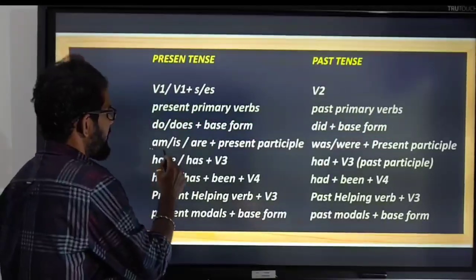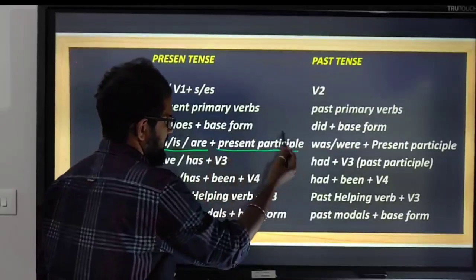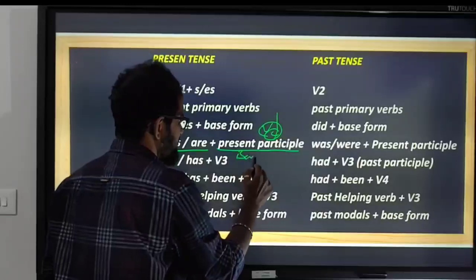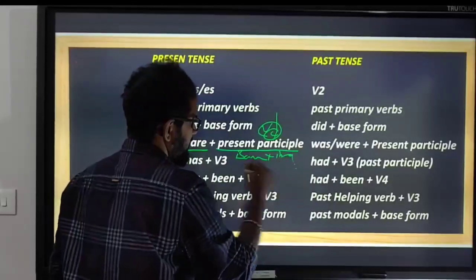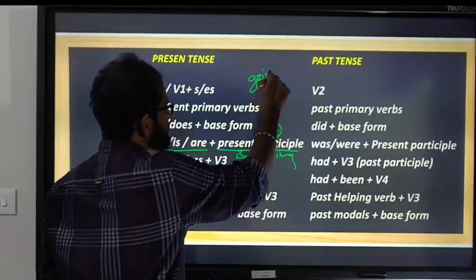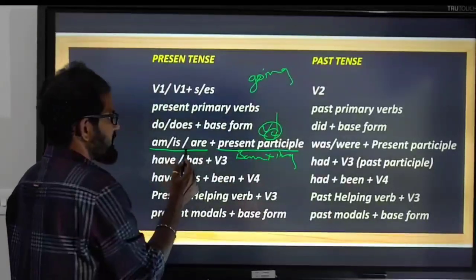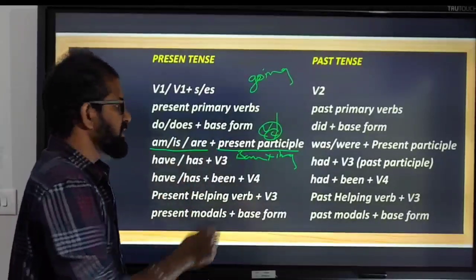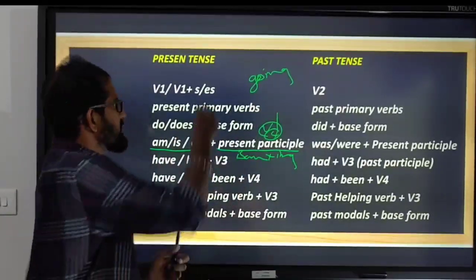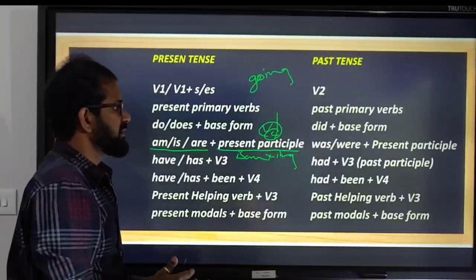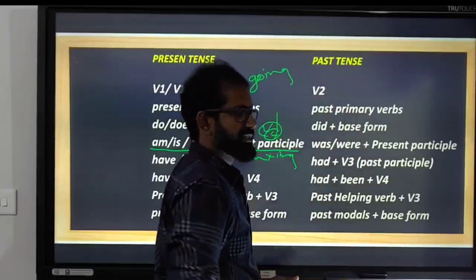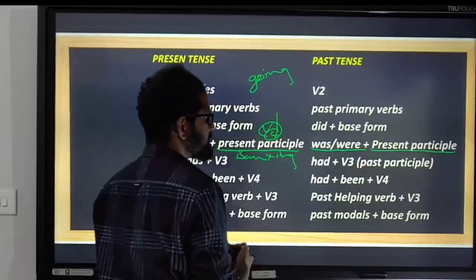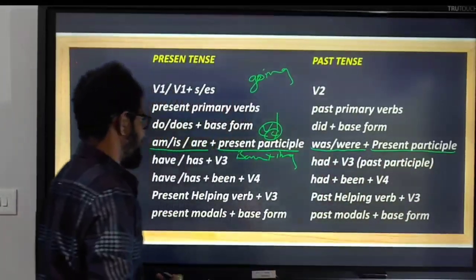Next, am, is, are plus present participle. Present participle is nothing but V4. What is V4? Base form plus ing. Example, going. So am, is, are plus present participle. We use this form in continuous tenses, present continuous tenses. And when it comes to the past continuous tenses, we use was or were plus present participle.